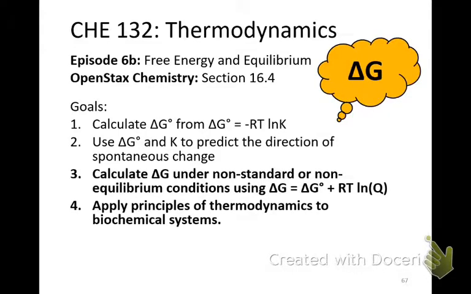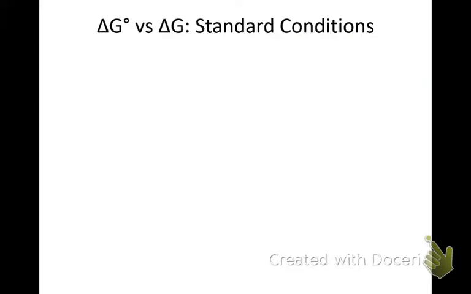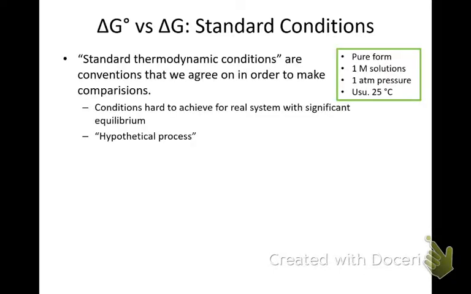So we said before that free energy and equilibrium are connected and they're saying the same thing. In this section, the second bite in our free energy and equilibrium series, we're going to calculate delta G under non-standard conditions, see how changing concentration and temperature affects delta G, and apply that to some biochemical systems. We talked about that the little degree sign means standard conditions, whereas not the degree sign means not standard conditions.